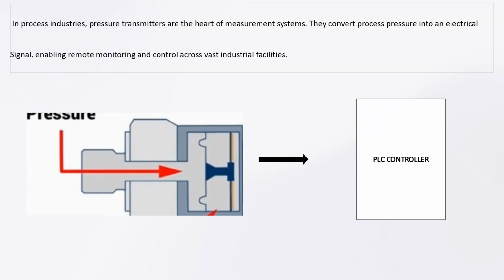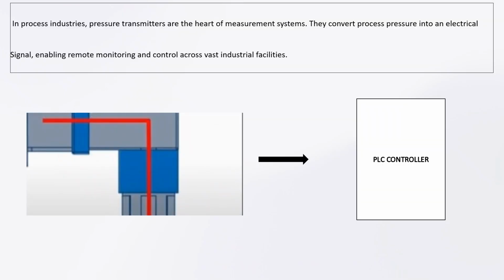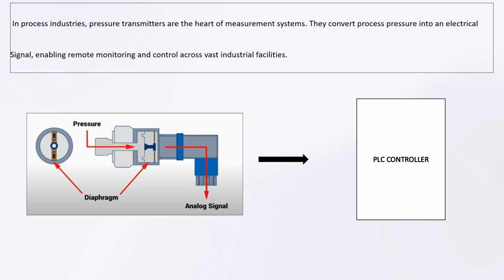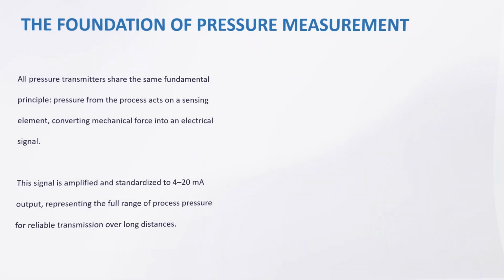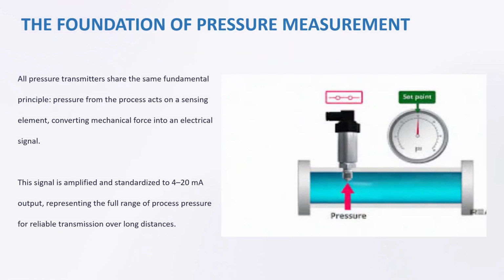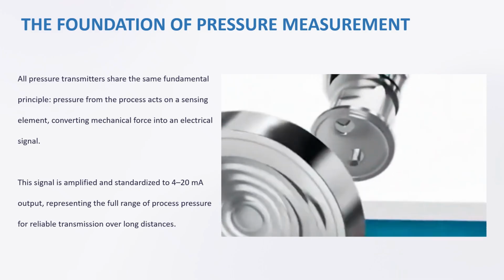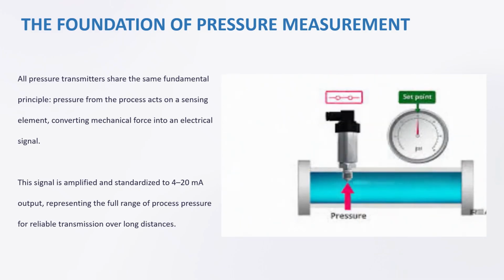In process industries, pressure transmitters are the heart of measurement systems. They convert process pressure into an electrical signal, usually 4 to 20 milliamps. But do you know how these transmitters actually sense pressure, whether it's absolute, gauge, or differential? Let's understand their working in detail.